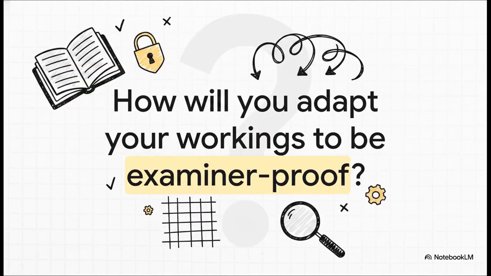We've just seen exactly how precise you have to be with your words in Part A and just how strictly your methods are judged in Part B. It really changes how you look at a math problem, doesn't it? So I want to leave you with this to think about. If the mark scheme acts as an absolute rulebook, literally dictating the exact boundary between getting a mark and missing it, how will you adapt your own workings to make sure every single step you write down is completely examiner-proof?